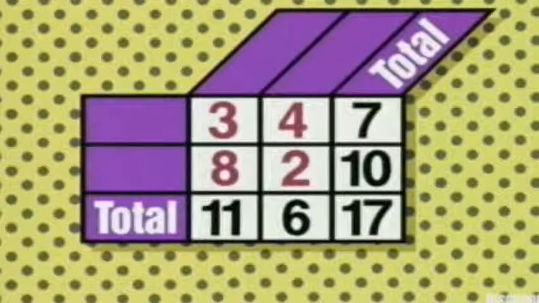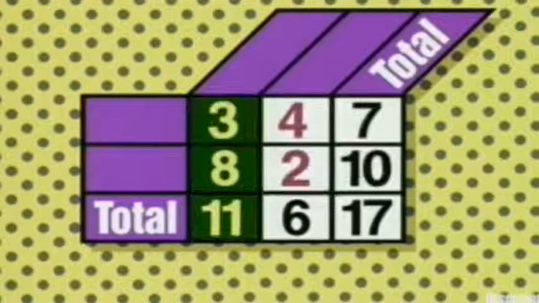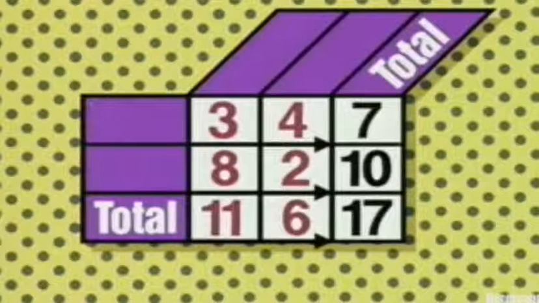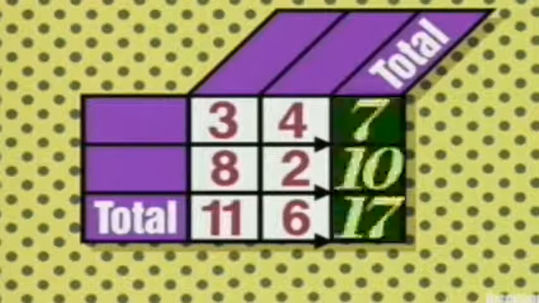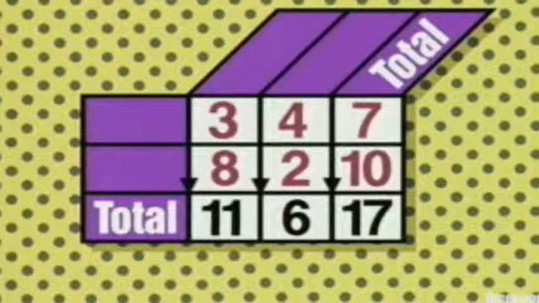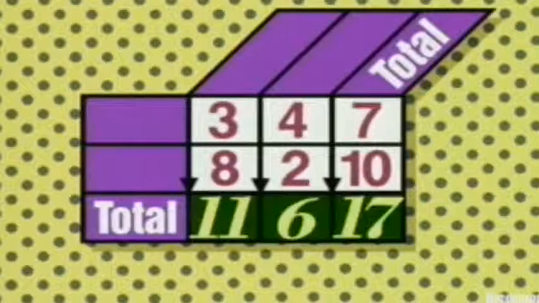We've worked table problems by finding the missing number in rows and in columns. Each row and each column works just like a number family. In these rows, the small numbers are in red. The black numbers are for the totals, the big numbers. And in these columns, the small numbers are in red. The black numbers are for the totals, the big numbers.